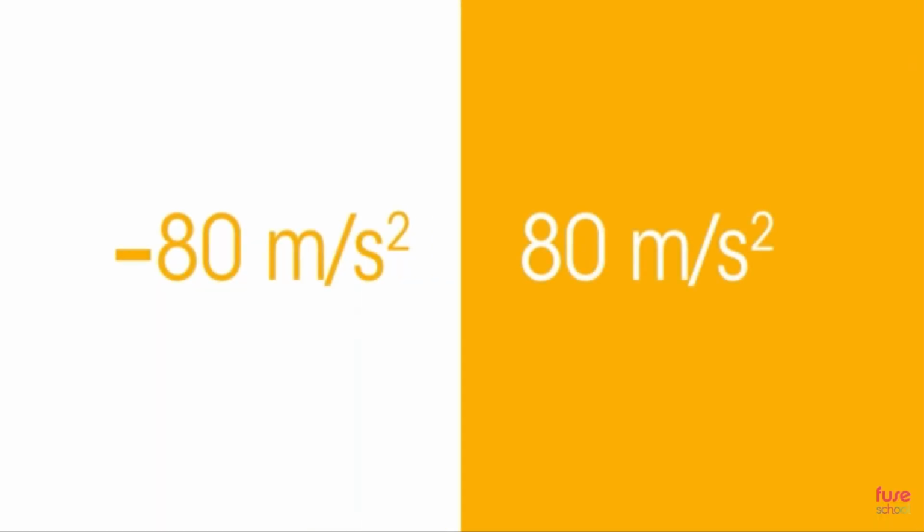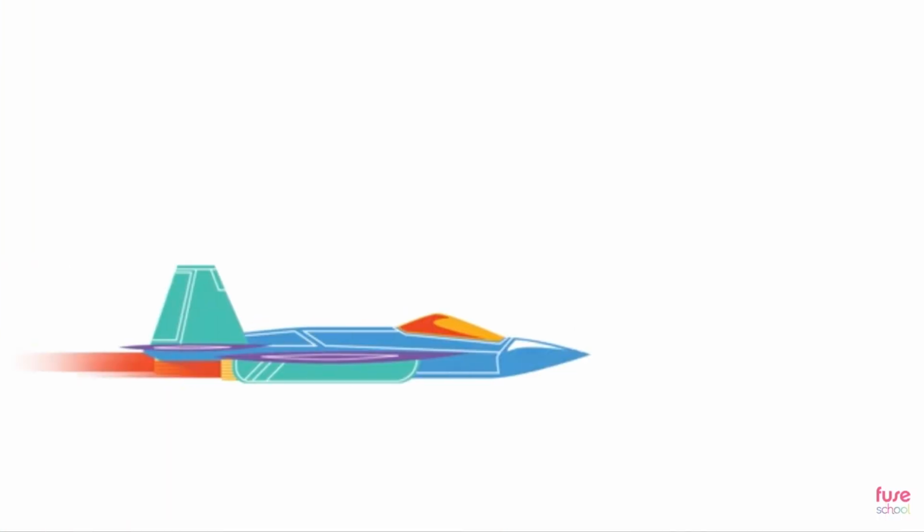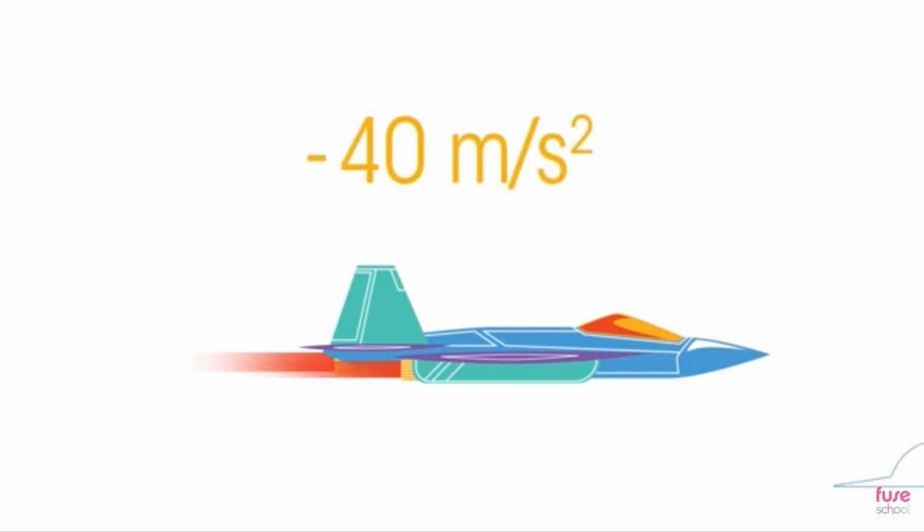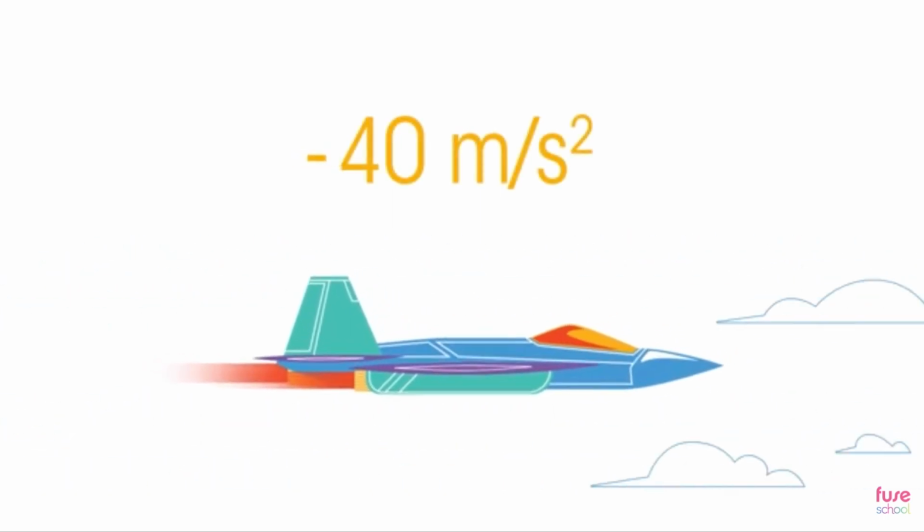The sign in front of an object's acceleration indicates whether the object's speed is increasing or decreasing. If an airplane's acceleration is negative 40 meters per second squared, its speed is decreasing.